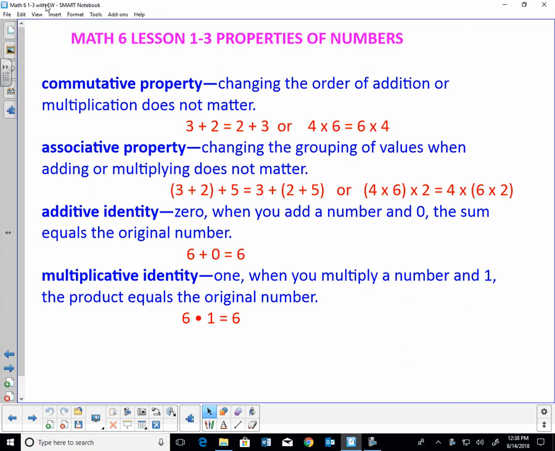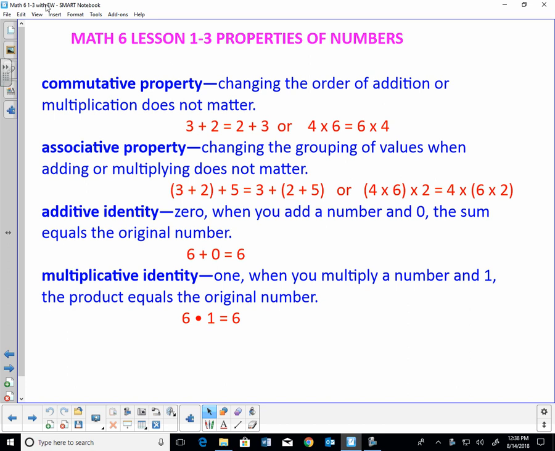This is Math 6, Lesson 1-3, Properties of Numbers. There are basically 4 properties of numbers that students need to be familiar with in order to understand mathematics. The first one is the commutative property.